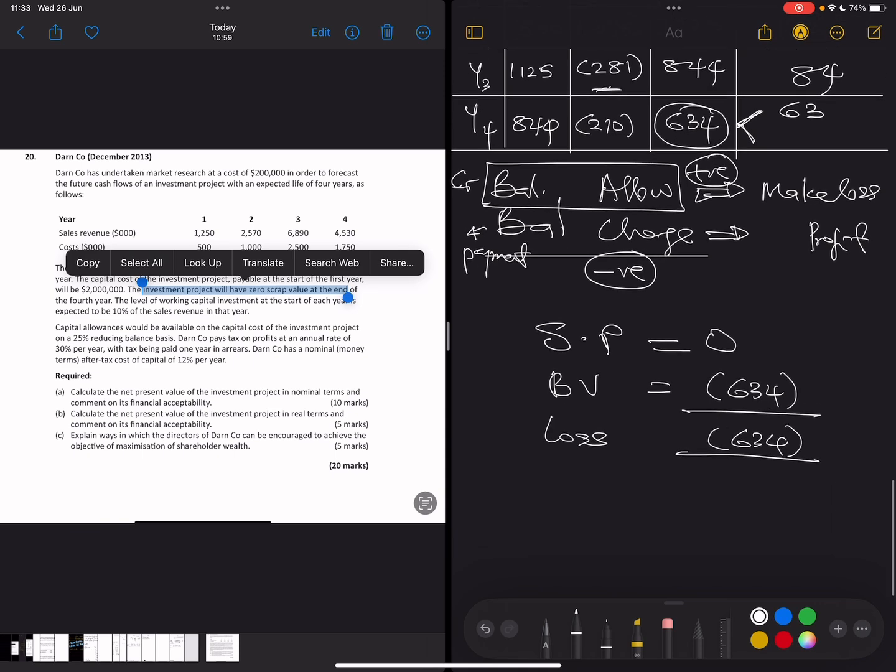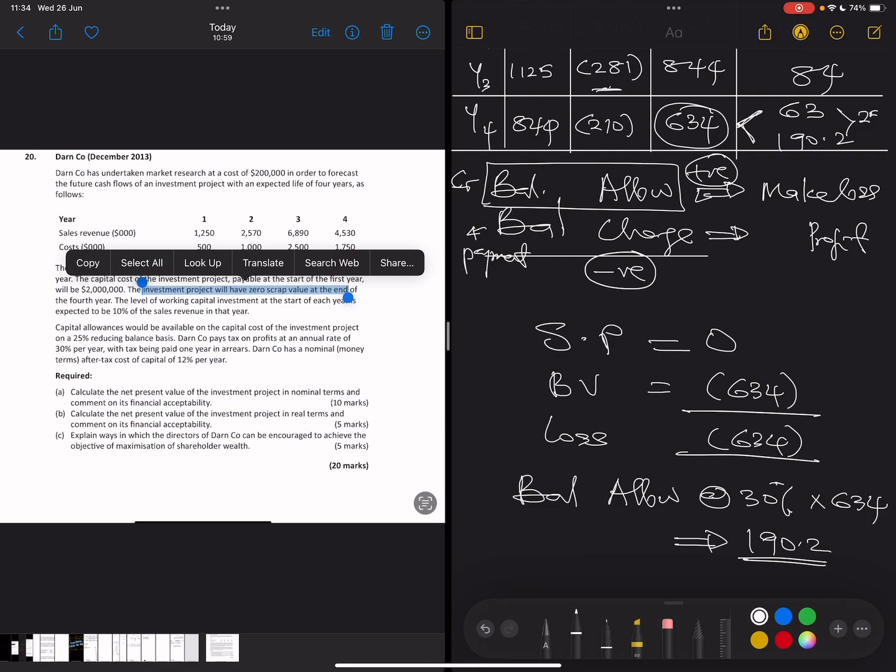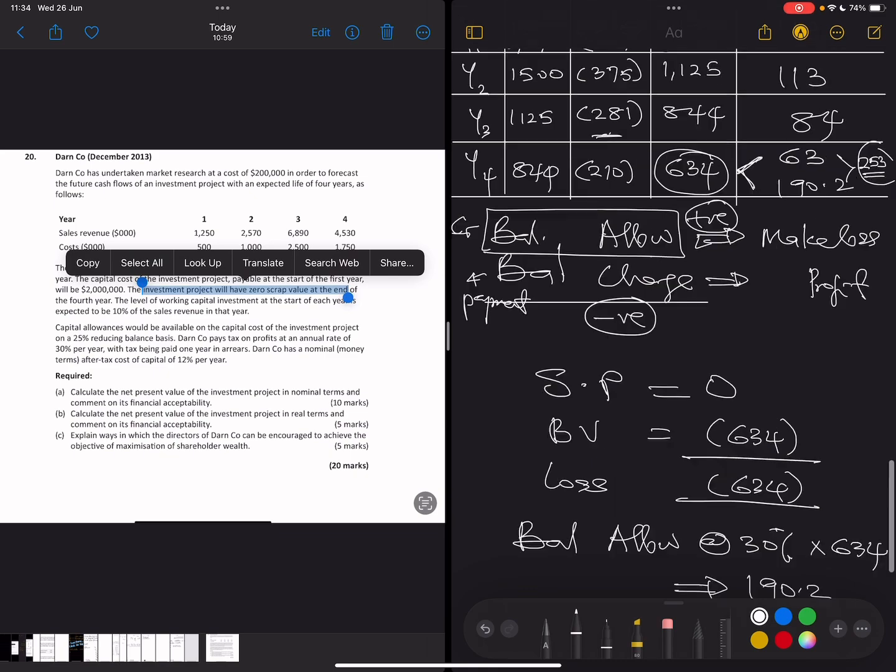And in that case, when you make a profit, you pay tax. But when you make a loss, you get credit. So that's why this is a balancing allowance at 30% times 634. That will give you 0.3 times 634, which is 190.2. So you have an additional credit of 190.2, and that's the second part. So please always remember, for the last year, your tax is always in 2 parts: the usual capital allowance and the balancing allowance or balancing charge. If we add these 2 together, they give you 253.